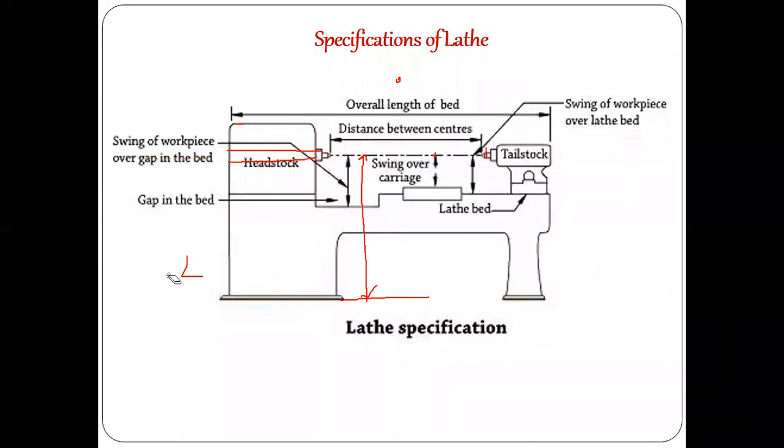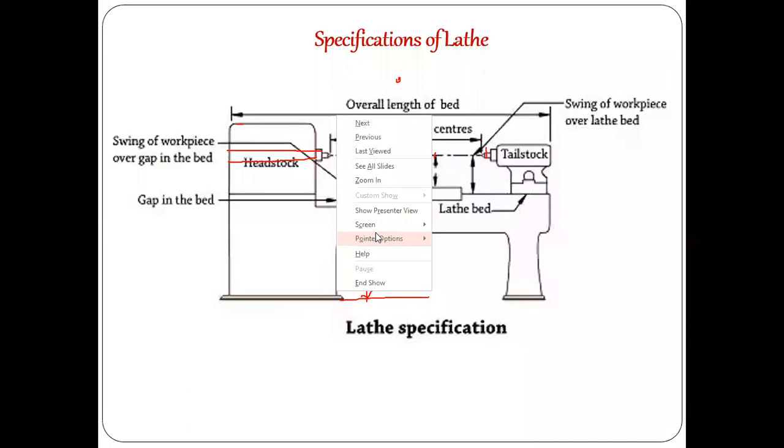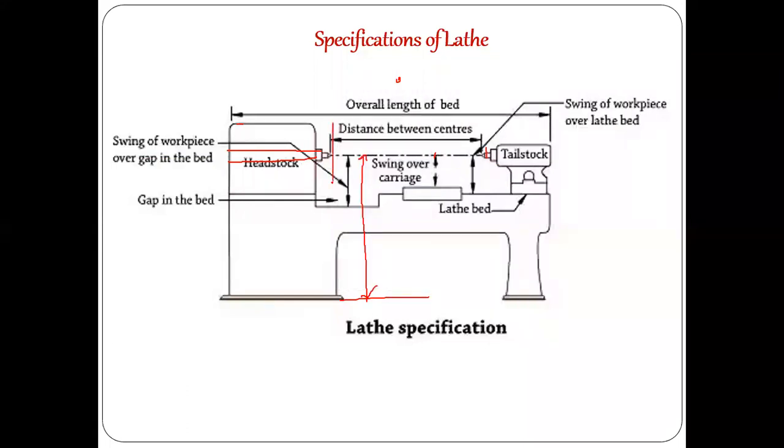Swing diameter is nothing but, if you're inserting a workpiece here, a cylindrical workpiece. Normally on a lathe, all the workpieces are cylindrical. If you insert a cylindrical workpiece here, what size can you insert? So I'm inserting this. How much diameter can you insert? I've inserted this size, so this is comfortably inserted.